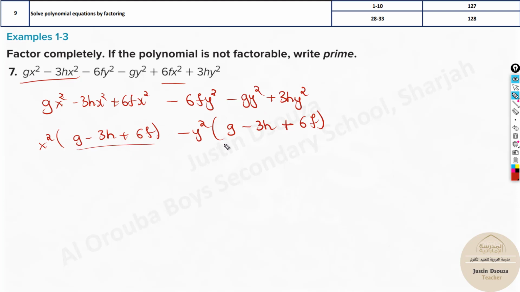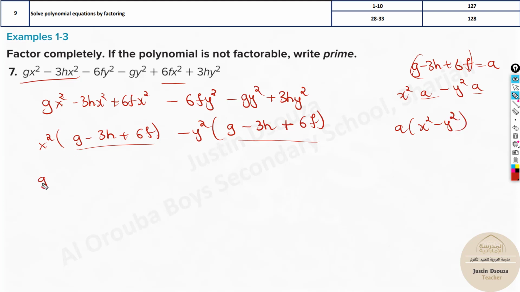Now these two, look at this. I can remove this and this common out. Why? Because if I assume g minus 3h plus 6f to be a, let's just assume this factor to be a, then I'll rearrange this and write x squared a minus y squared a. Don't you agree? Now I can remove a out. You're remaining with x squared minus y squared. That's what happened over here.